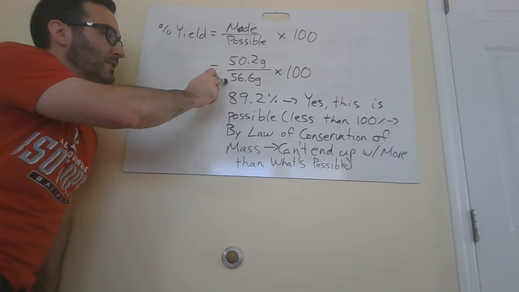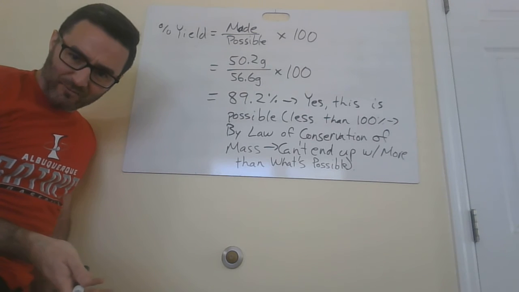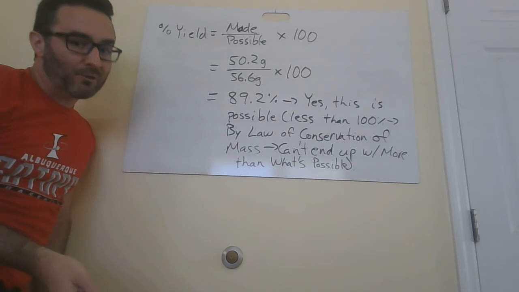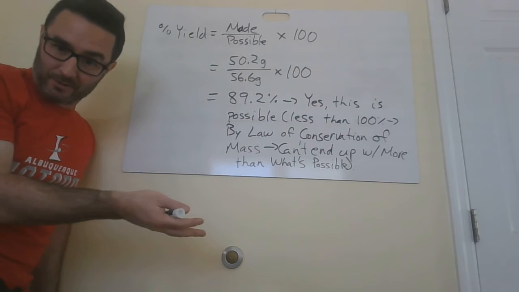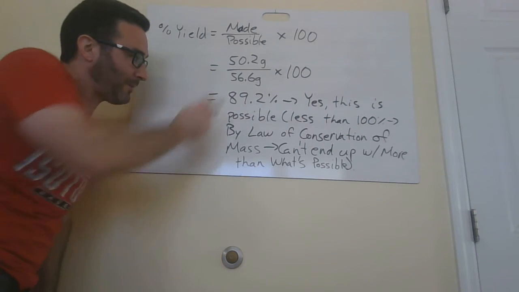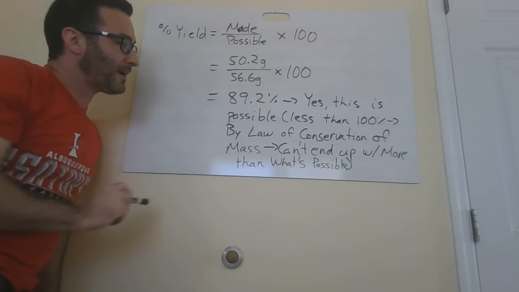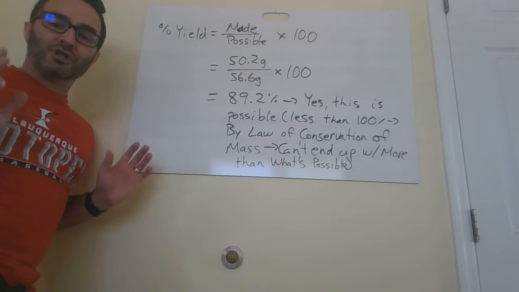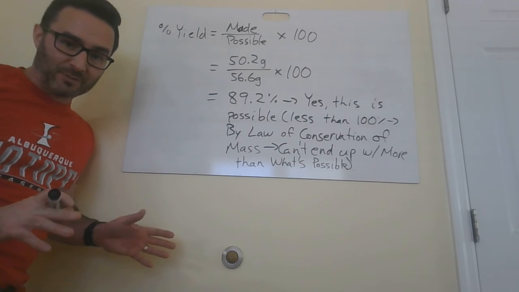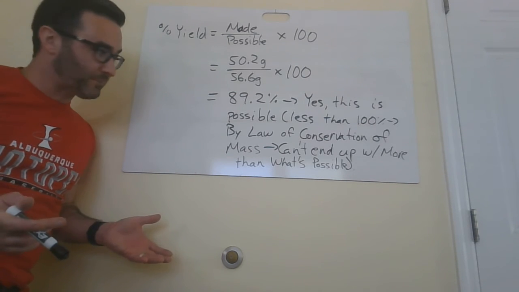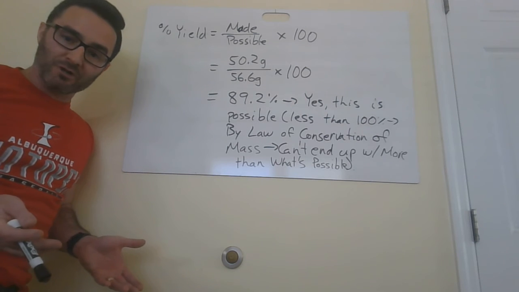50.2 divided by 56.6. You can leave these as decimals, I routinely do that, but let's make it a percentage like we're used to seeing: multiply by 100. So you get 89.2%, and you stop. Is this possible? Yes, it is. Why? Well, it's less than 100%.